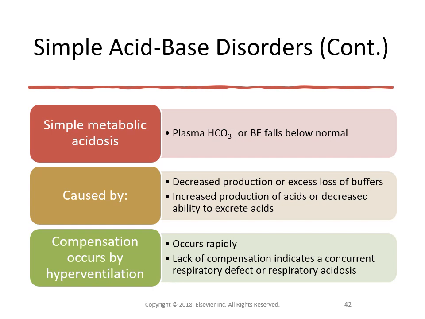Simple metabolic acidosis is an abnormal condition resulting when the plasma bicarb or BE falls below normal. It is caused by decreased production or excess loss of buffers or bicarbonate, or increased production of acid, or decreased ability to excrete acid or hydrogen ion. Compensation occurs by hyperventilation, which occurs rapidly. Lack of compensation indicates a concurrent respiratory defect or respiratory acidosis.